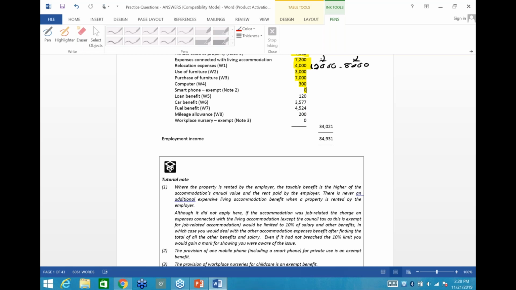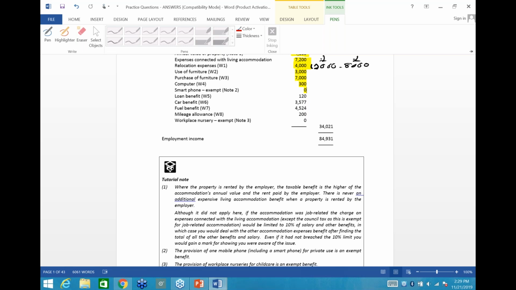Now, how do we determine whether it is at a concessionary rate or not? For that, we need to consider something called the official rate of interest. So if my employer has lent me money below the official rate of interest, that gives me a benefit. It's not lending money which gives the benefit. It is lending me money below the official rate of interest that gives me the benefit here.